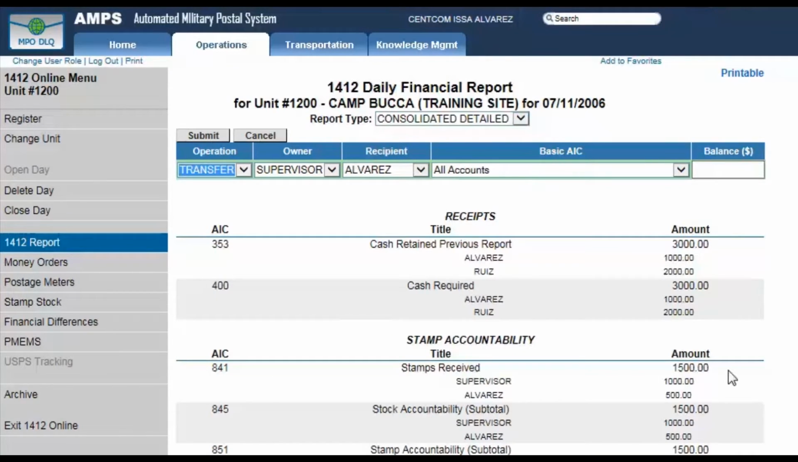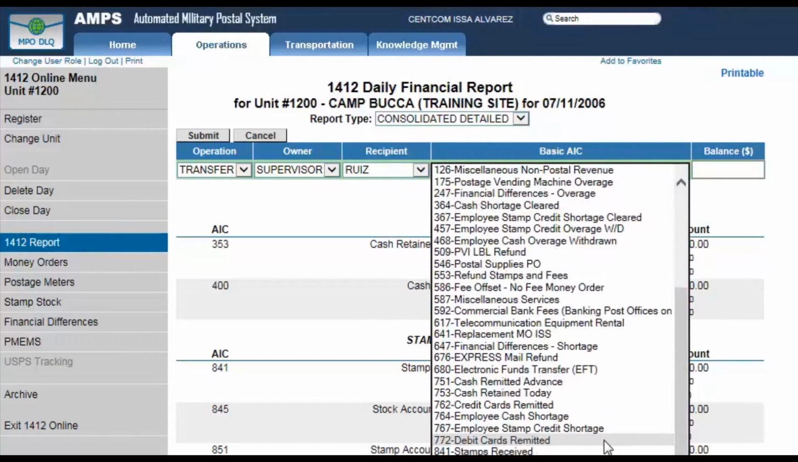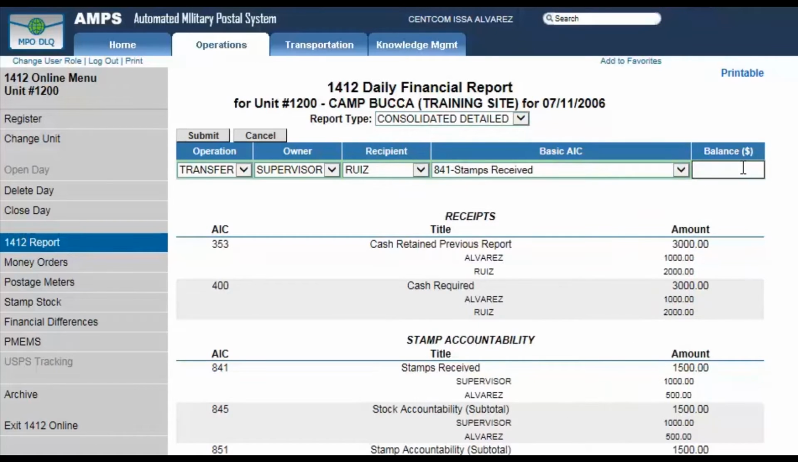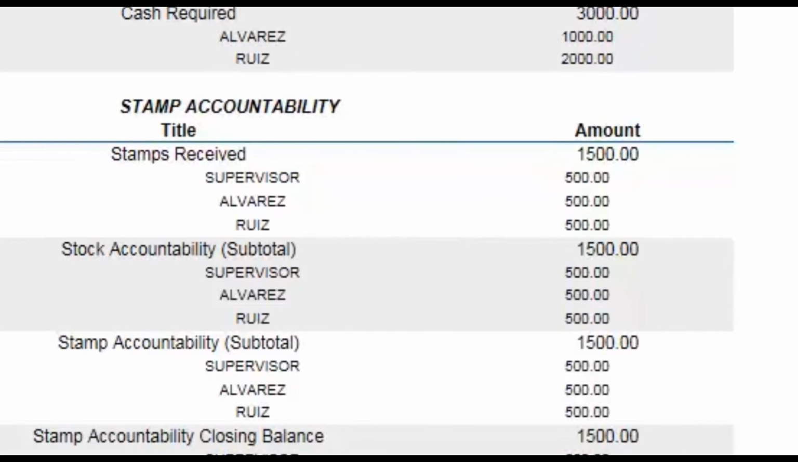Once you look at your consolidated detail, as you will remember, the supervisor received a total of $1,500 in stamp stock. Now, under the AIC 841, you see that the supervisor only has $1,000 worth of stamp stock, and now Clerk Alvarez has $500. The supervisor will do the same with the other clerk. Under basic AIC, select 841, input the amount, 500, and hit submit. As you can see now, all are even. The supervisor and the two clerks each have $500 in stamp stock.